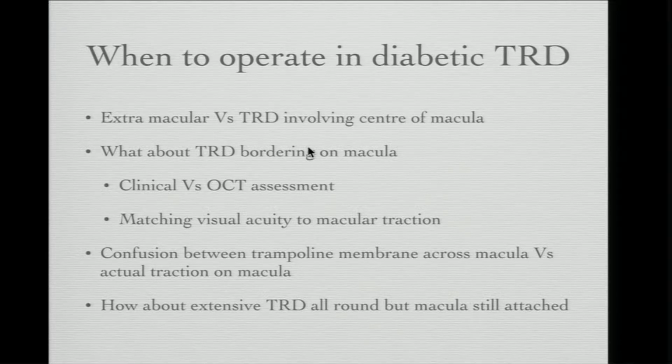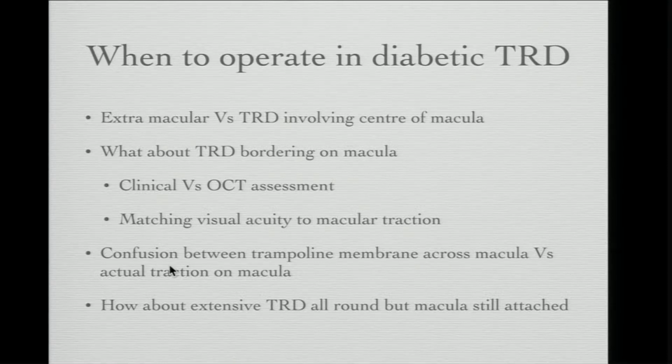When you assess it clinically, sometimes you're not sure whether the macula is actually involved in the traction or not. But OCT comes to our rescue. It tells you exactly whether the fovea is detached or not. There may be thick membranes in front, but OCT cuts through everything and tells you precisely the anatomy of the fovea. And there are many cases where preoperatively clinical examination told us we should operate, but OCT told me we should not operate. And you should also match the visual acuity to the macular traction.